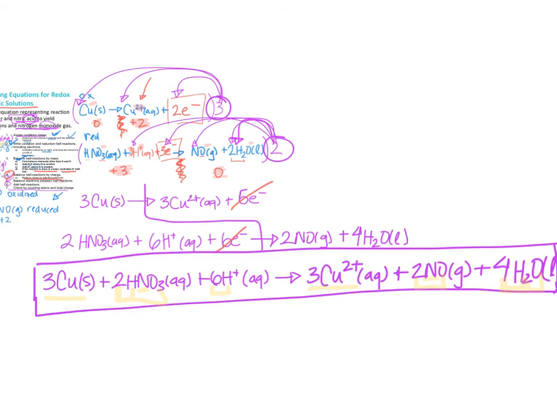Another important part of checking is checking the overall charge of each side of the equation. I have 6 protons, which means I have a plus 6 charge on this side. On the other side, I have 2 plus coppers. So 3 times 2 plus, that's plus 6. Everything else is neutral, that's why I didn't say anything about those. All of this evens out and it's completely balanced.